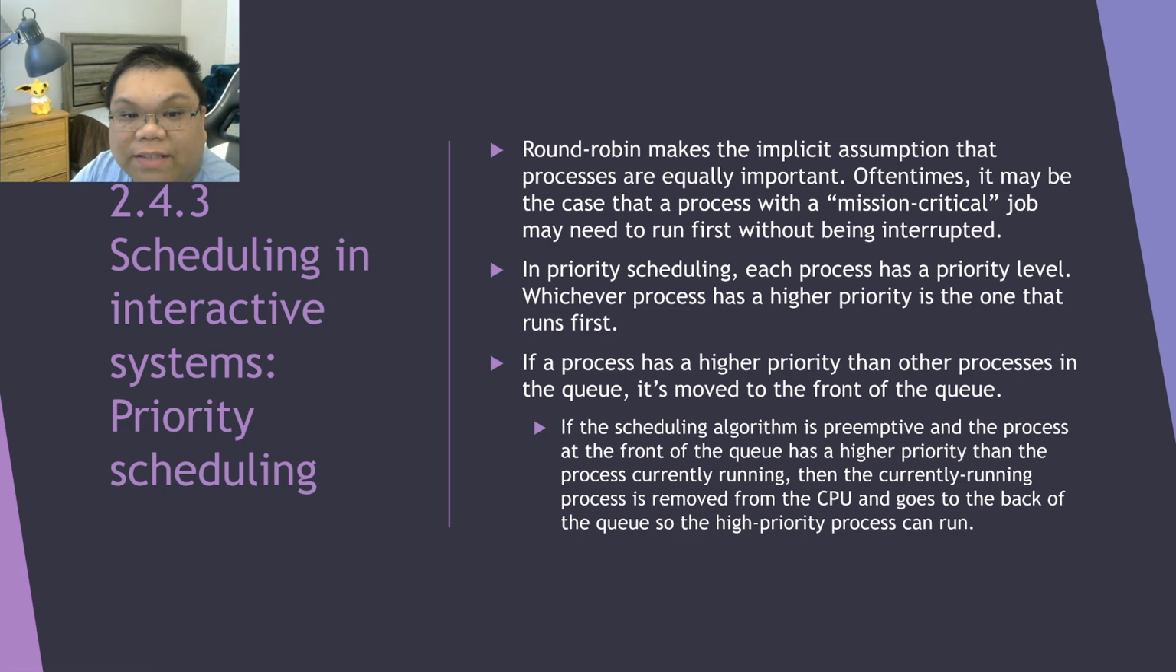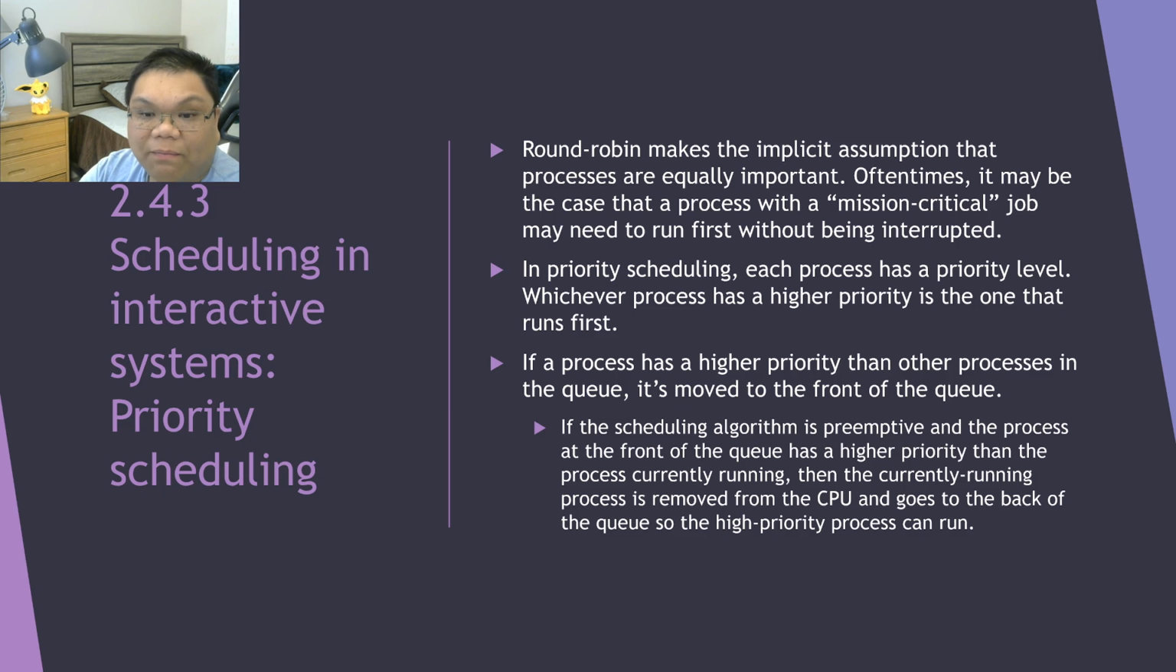So let's get to priority scheduling. Round robin makes the implicit assumption that processes are equally important. This isn't always the case. You might have some process that's more important that needs system resources more urgently than other processes. This is a common thing with operating systems. So we say that these processes are higher priority.